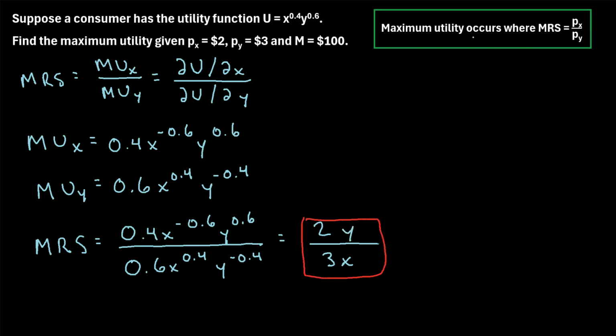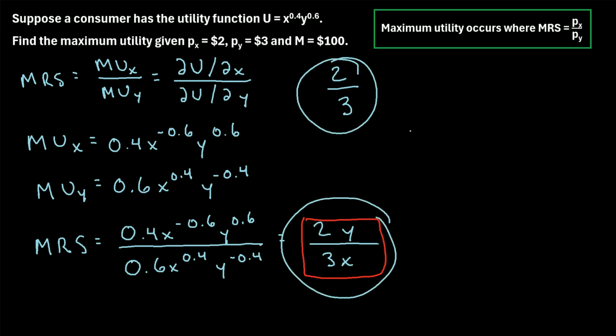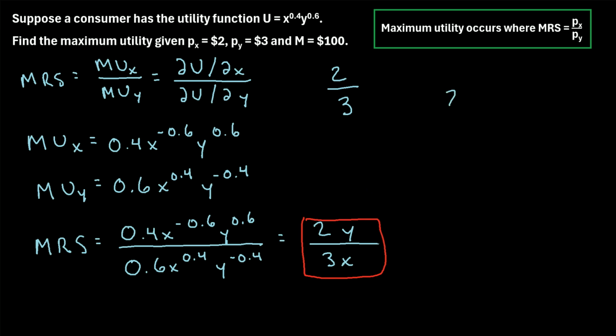And remember, we said maximum utility occurs where this marginal rate of substitution is equal to the price of x over the price of y. So the price of good x is 2, and the price of good y is 3. So our maximum utility will occur where these two ratios are equal to each other. So let's go ahead and set them equal to each other. We'll say 2y over 3x is equal to 2 over 3. Now to solve this, we can just cross multiply. So we get 2y times 3, that's 6y, is equal to 3x times 2, that's 6x. Notice that these 6's will cancel out, and we'll see that y is equal to x.